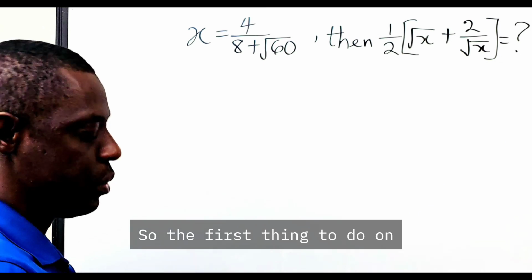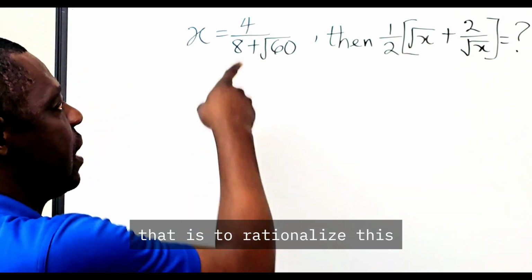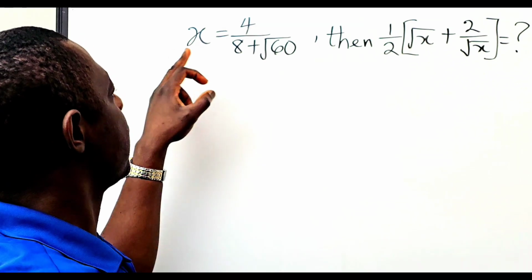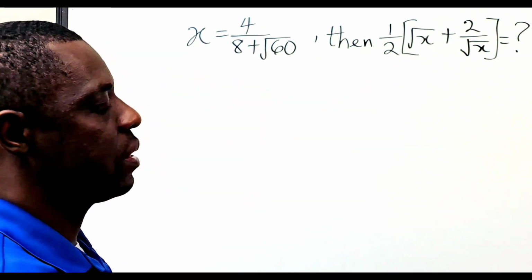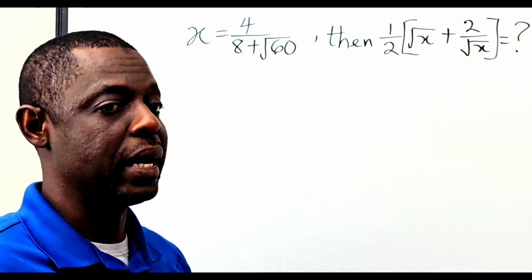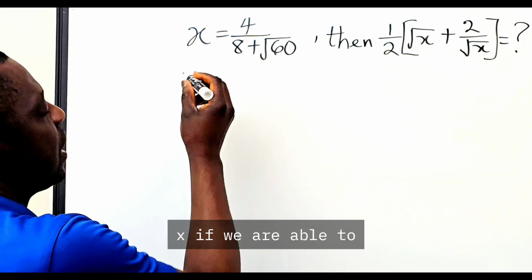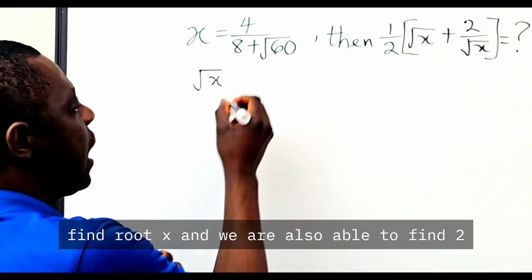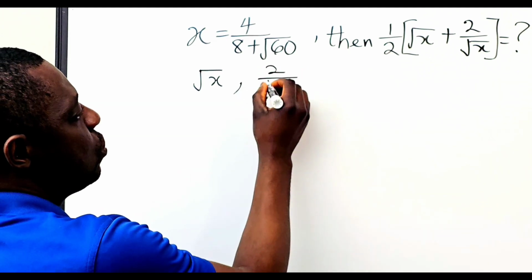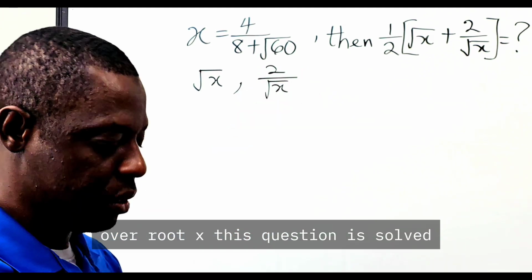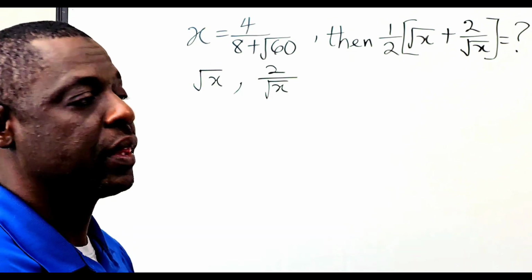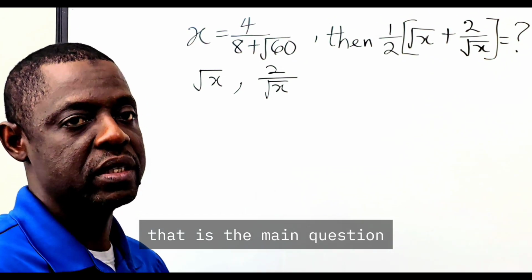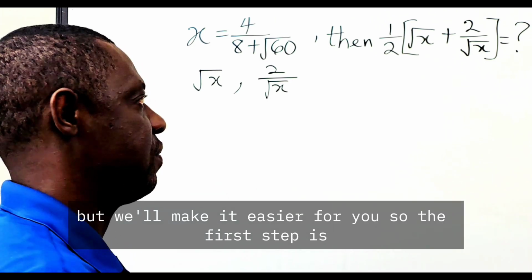So the first thing to do under this is to rationalize this. How do we do that? Because we are asked to find this, but we should have this at the back of our mind: if we are able to find root x, and we are also able to find 2 over root x, this question is solved. But how do we do that? How do we go about it? That is the main question, but we'll make it easier for you.